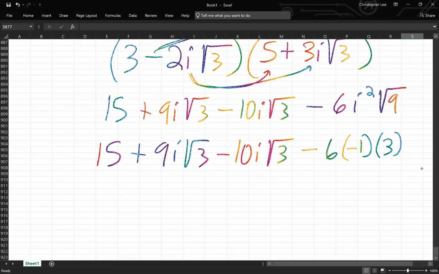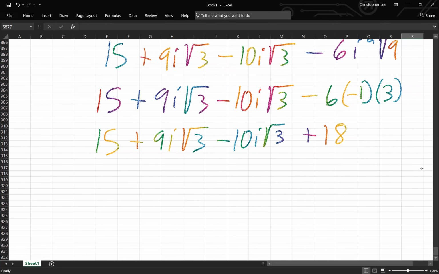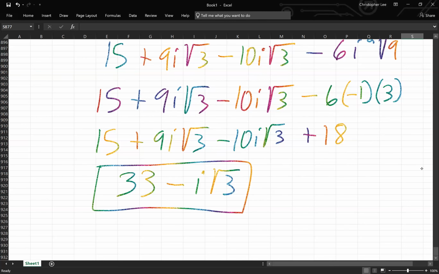Let's do our multiplication. So now I have 15 plus 9i square root 3 minus 10i square root 3. This is going to be what? Negative times a negative is positive, and 6 times 3, I think, plus 18. All right. Now let's combine like terms, just add them. So 15 plus 18, that is 33, I think. And then 9i square root 3 minus 10i square root 3 looks like negative i square root 3. And I'll take that as an answer.